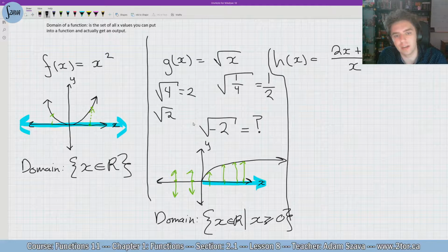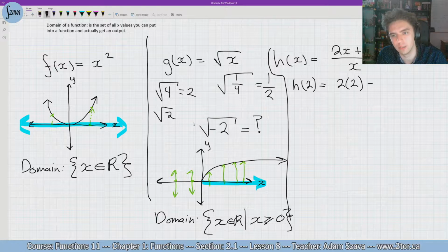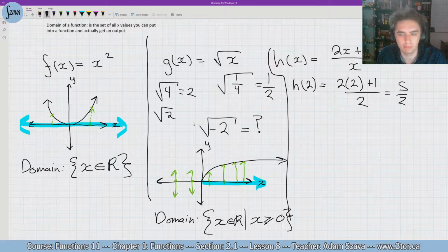Now let's take a look at h of x. What about this? What numbers can I put in here? What numbers can I multiply by 2, add 1 to, and then divide by x? What numbers does that work for? Well, if I take a look here, let's say h of 2. H of 2 would be, I'll be more clear here, 2 times 2 plus 1 over 2, which would be 5/2. That's fine, right? Hopefully you can see that.